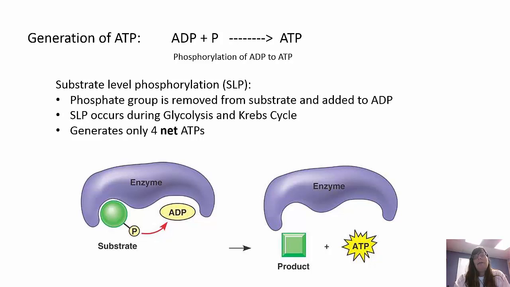So cellular respiration is broken down into 3 steps: glycolysis, the Krebs cycle, and the electron transport chain. Glycolysis is the first step, and glycolysis does not need oxygen. However, the Krebs cycle and the electron transport chain do need oxygen. So if we go through glycolysis and oxygen is still not present, that is when we go to anaerobic fermentation.